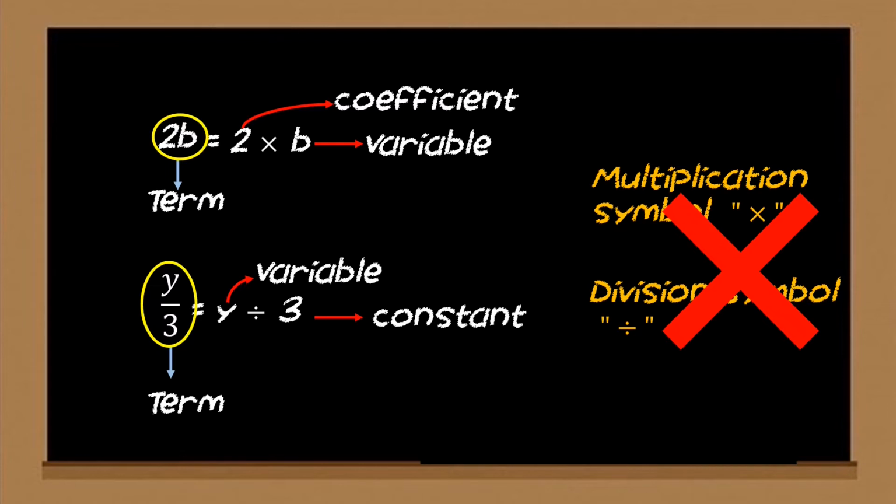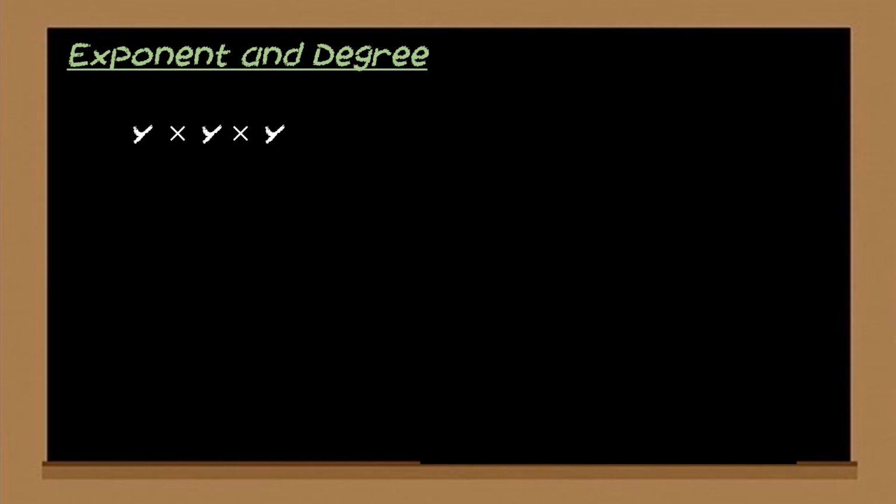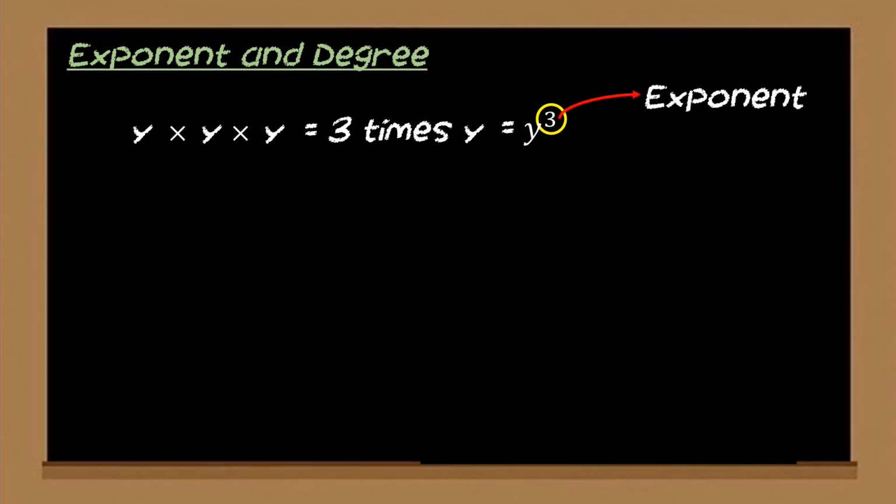Now, we move on to another example. y into y into y. Here the variable y is multiplied 3 times, which can be written as y power 3. The number 3 shows the number of times a variable or number is multiplied by itself. That is called an exponent. And y power 3 is a term.